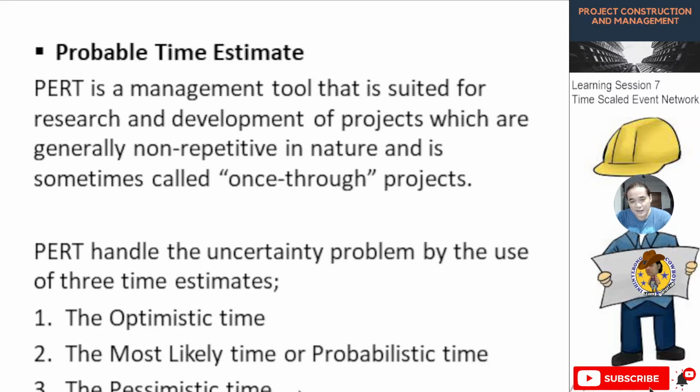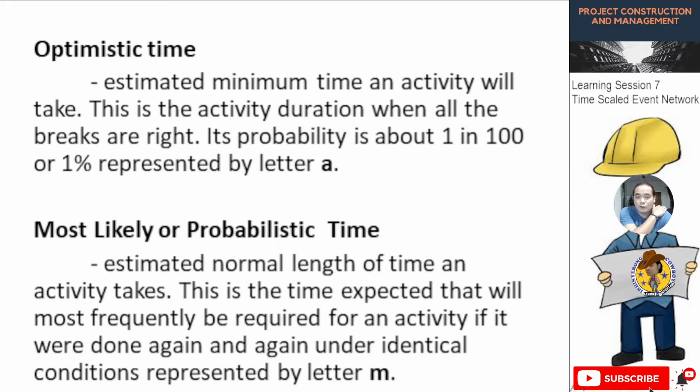They are the optimistic time, then the most likely time or probabilistic time, then the pessimistic time. Meaning you assume the days, or you target a date which you have to meet: the optimistic time, the most likely time, and the pessimistic time. Optimistic time is the estimated minimum time an activity will take. This is the activity duration when all the breaks are right. Its probability is about 1 in 100 or 1%, represented by letter A.